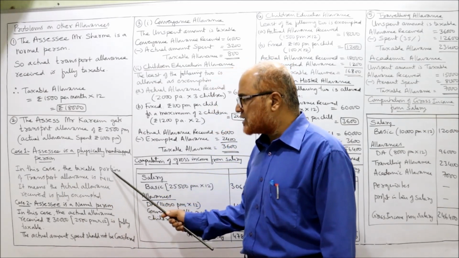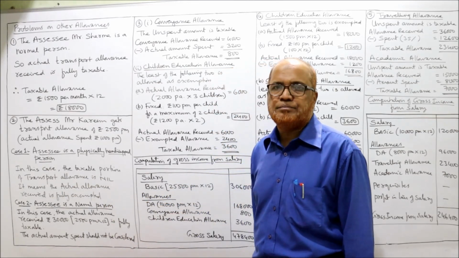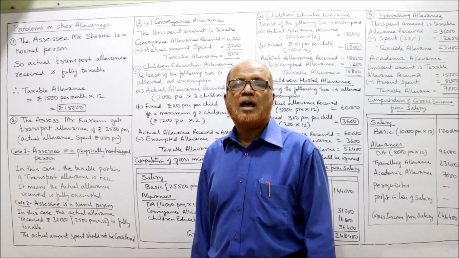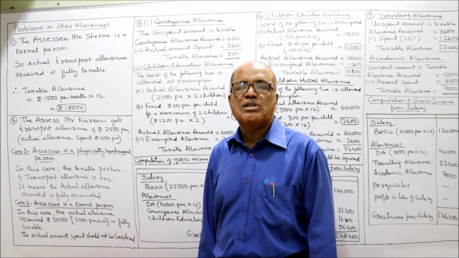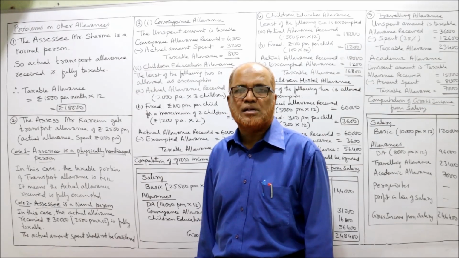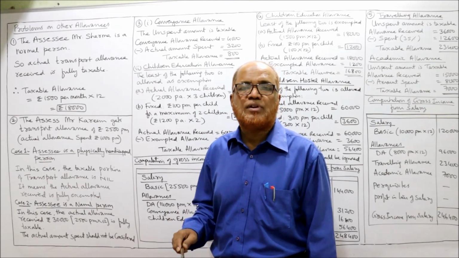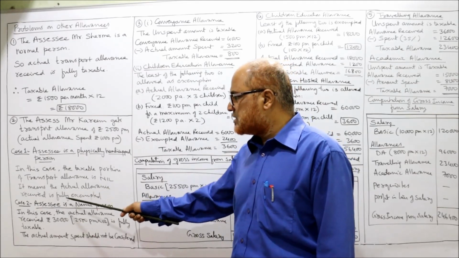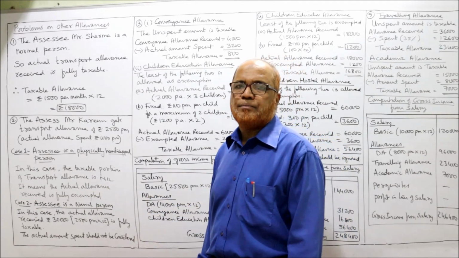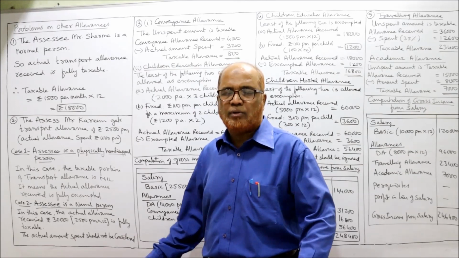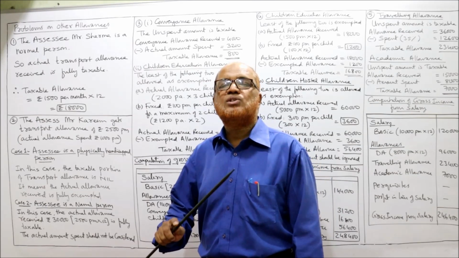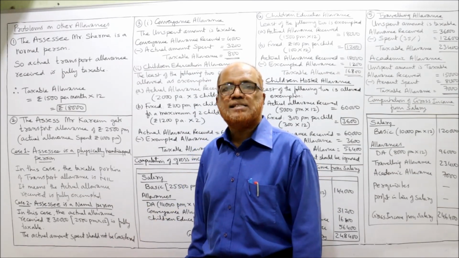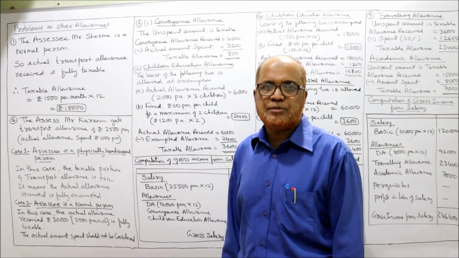In this case, the taxable portion of transport allowance is nil. That means the entire amount of transport allowance received is exempted from tax. The taxable portion will be zero, nil. It means the actual allowance received is fully exempted. Whatever actual amount is received as transport allowance is fully exempted if he is a physically handicapped person.